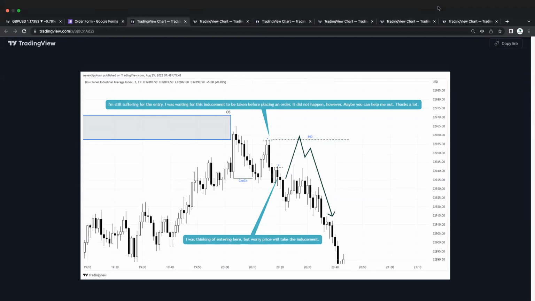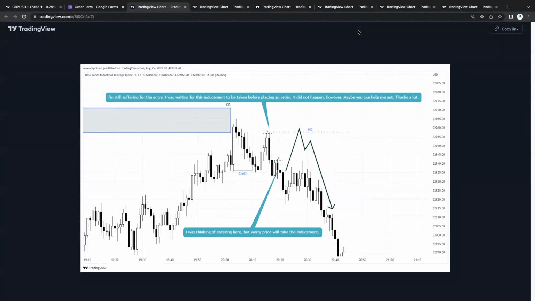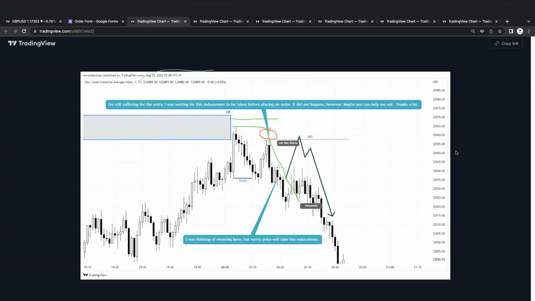So at this point, as you can see here, if you mark here, after a change of character, where is the possible inducement? Everybody can mark it. This is the inducement where we can take an entry for the sell here, because the market has tapped here. So when can we take entry, what is the possible inducement here?